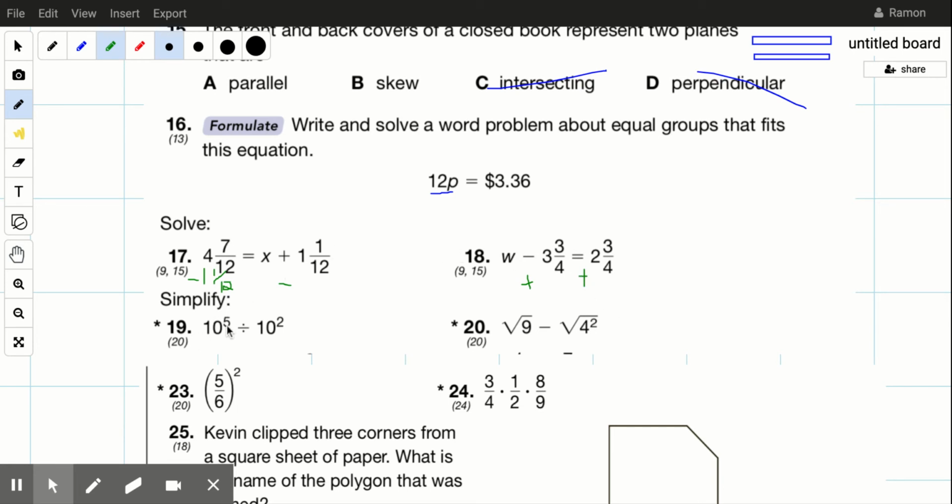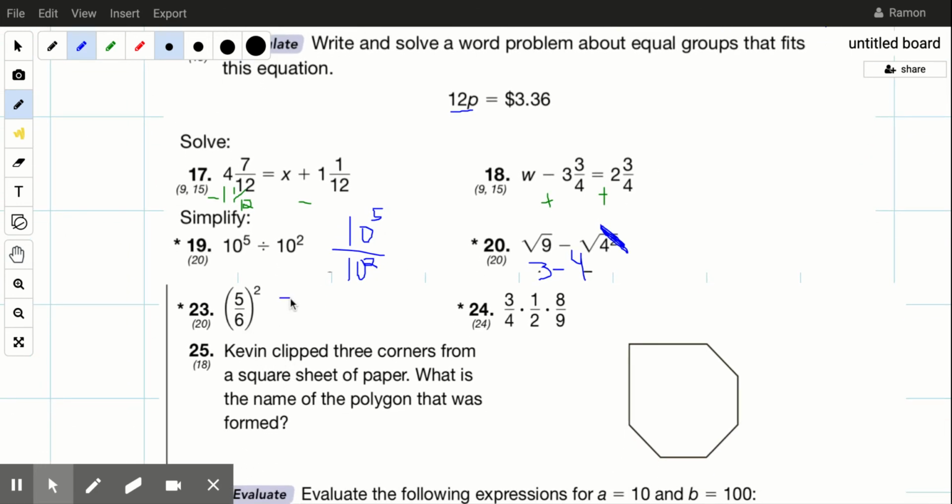For number 19, we have 10 to the power of 5 divided by 10 to the power of 2. And what we can actually do is use our rule for exponents that have the same base. We can just go ahead and subtract these exponents. So 5 minus 2, and we keep the same base. So for 20, we have to take the square root of 9, which is 3, and then minus the square root of 4 squared. Remember that roots and squares and exponent powers are opposite operations, so they cancel each other out. They're inverse operations, leaving you with just the 4. So you have 3 minus 4.